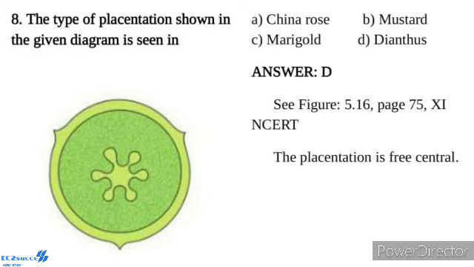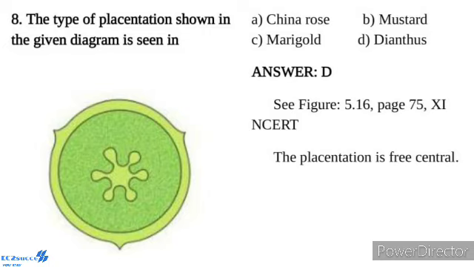Eighth question. The type of placentation shown in the given diagram is seen in. Shown in the diagram, free central placentation. Placentation means inside the ovary, ovules are borne on cushion-like tissue called placentae, singular placenta. The number, position and arrangement or distribution of placentae inside the ovary is called placentation. So this diagram is showing free central placentation.